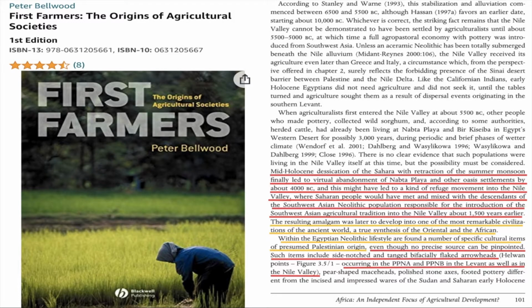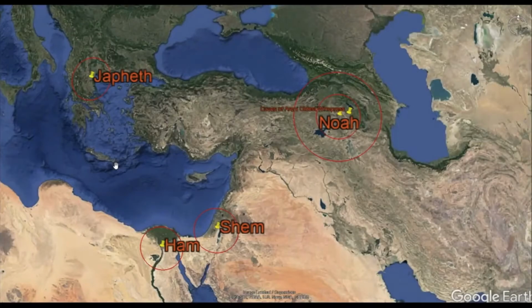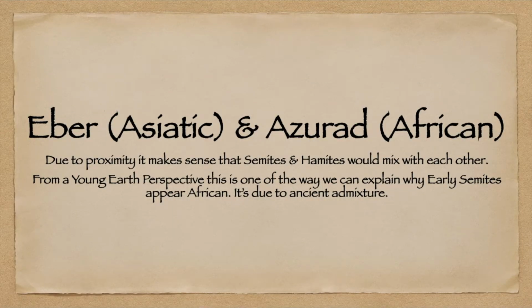And of course, this is interesting because this follows along with what I was saying about Eber and Azurad. So Shem and Ham, by proximity, were very close to each other. Early Semitic people being in the Levant, and of course, early Hamitic people being in the Upper Nile, near where the rivers would have split. And you would have had a lot of early mixing between these Semites and Hamites. Due to proximity, it makes sense that Semites and Hamites would mix with each other.